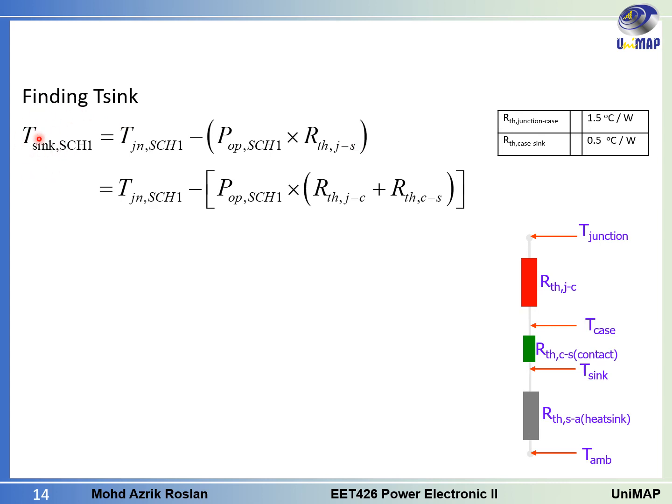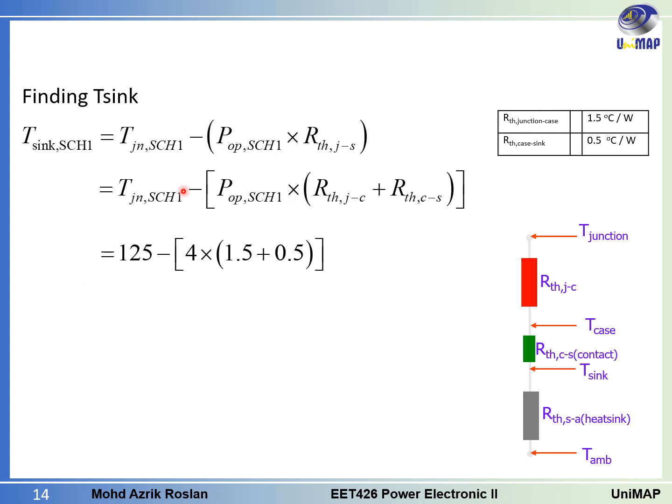Let's say if you want to find the case temperature, T case, you just use this value 1.5. But in this case, because we want to find the sink value, from the junction we have to use the RTH junction to sink. Why junction to sink? Because we want to find the heatsink temperature. So RTH junction to sink, like I mentioned before, you have to add RTH junction to case plus RTH case to sink. You add these values together.